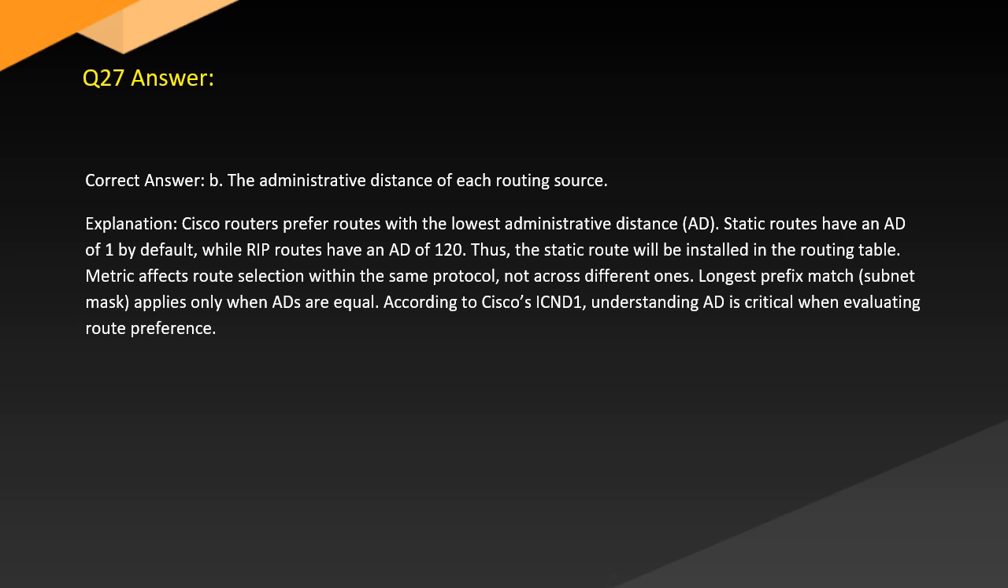Answer. Correct answer: B. The administrative distance of each routing source. Explanation: Cisco routers prefer routes with the lowest administrative distance, and static routes have an AD of 1 by default, while RIP routes have an AD of 120. Thus, the static route will be installed in the routing table. Metric affects route selection within the same protocol, not across different ones. Longest prefix match applies only when AD is equal. According to Cisco's ICND, understanding AD is critical when evaluating route preference.